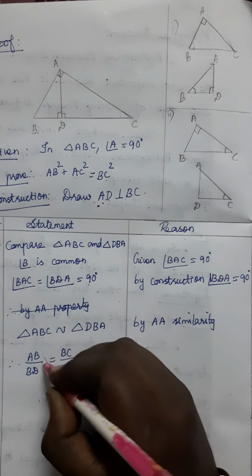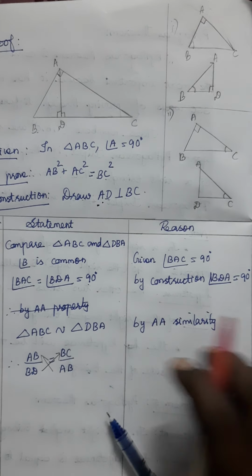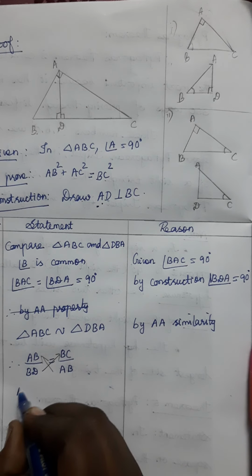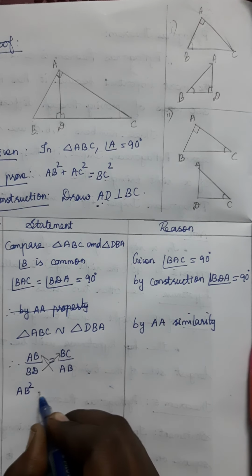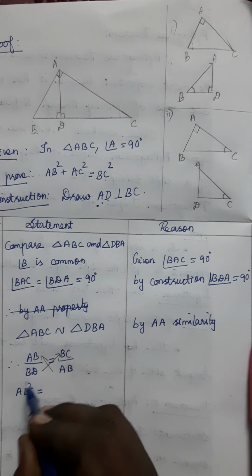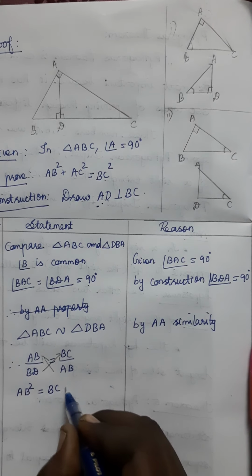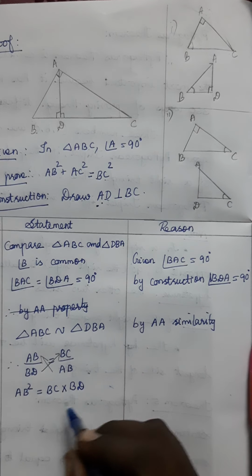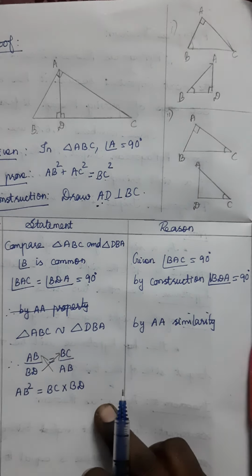Now we can cross multiply. So we will get AB into AB, that is AB square, is equal to BC into BD. That is the first one over.